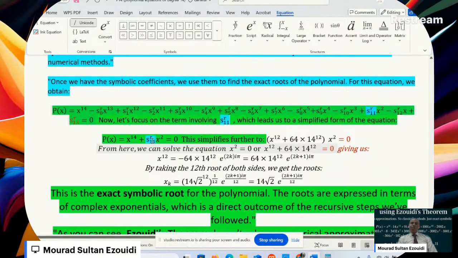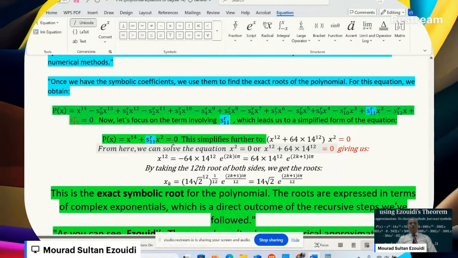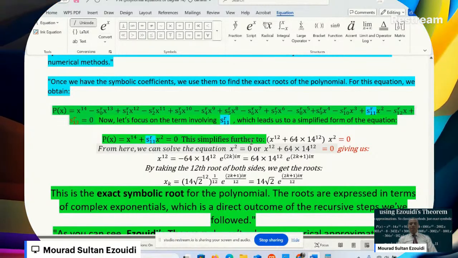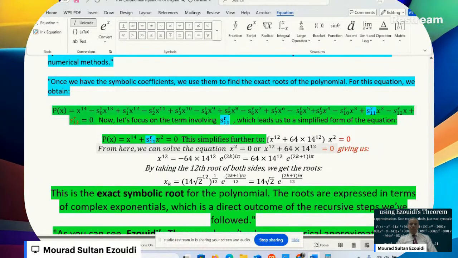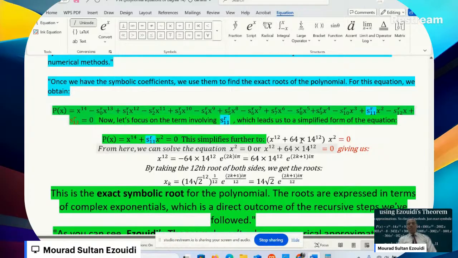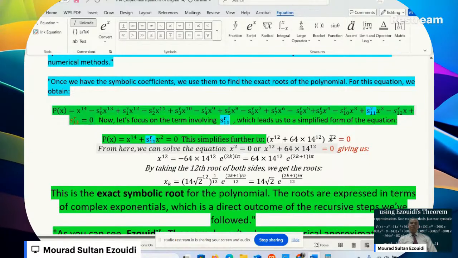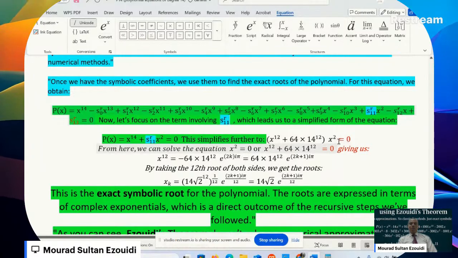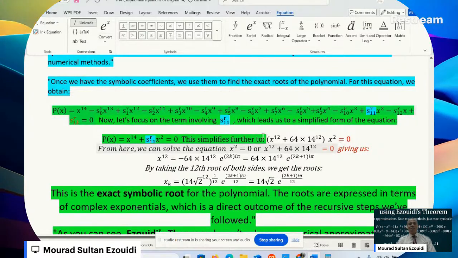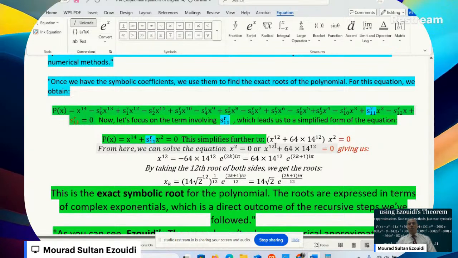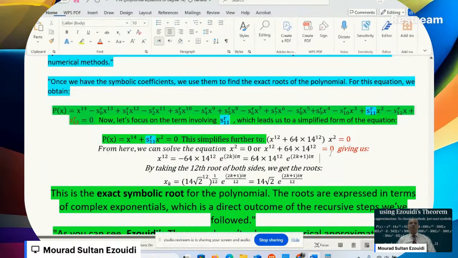So we can say that P of x equals x^14 plus S11 x squared equals 0. This simplifies, and I will factor x squared out: x squared times x raised to the power 12 plus 64 times 14 raised to the power 12 equals 0. So from here we can solve the equation: x squared equals 0, or x raised to the power 12 plus 64 times 14 raised to the power 12 equals 0.